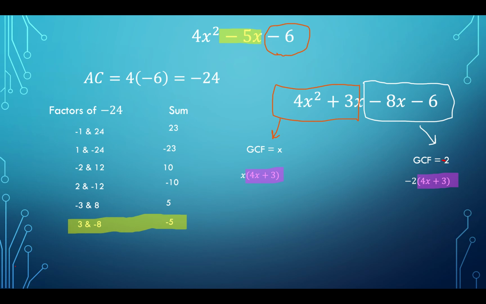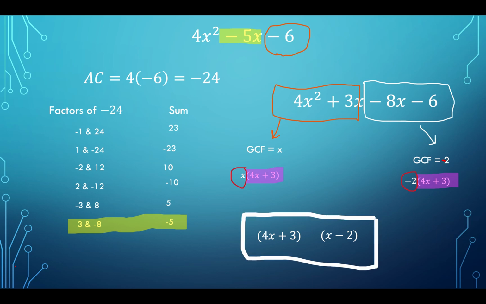So once again, we have our two twins, the 4x plus 3 and the 4x plus 3. We rewrite that only once. And now we're going to use the x and the -2, group those together. So x minus 2. So our final answer is 4x plus 3 times x minus 2.